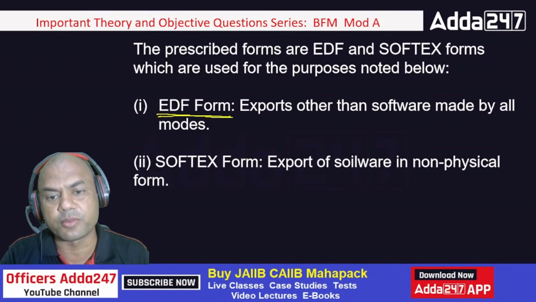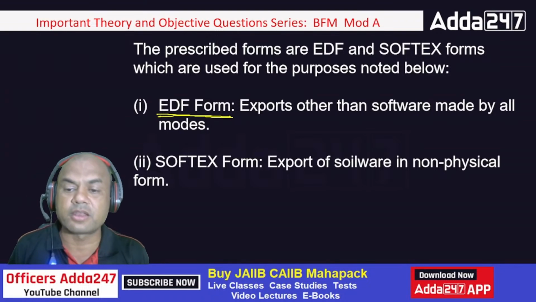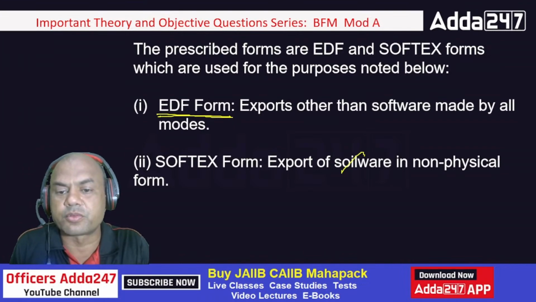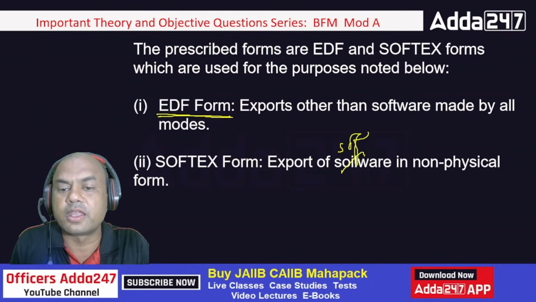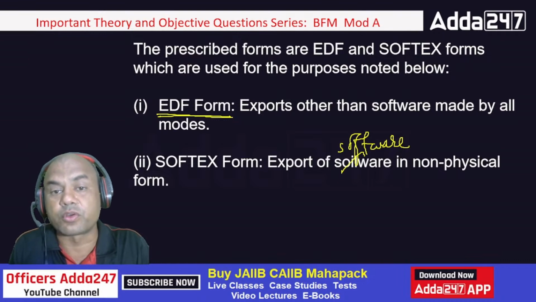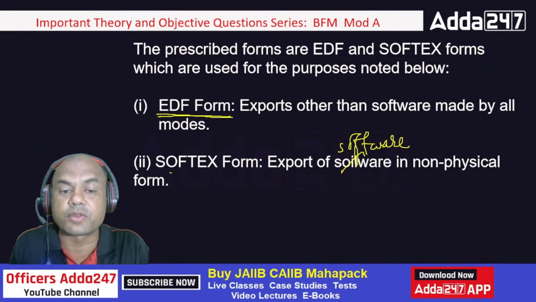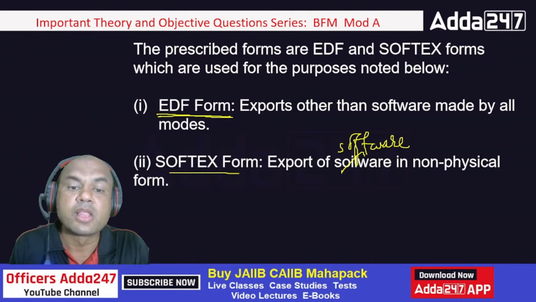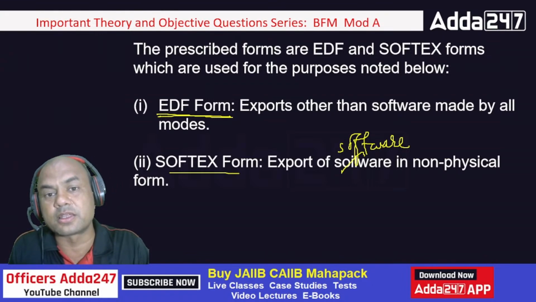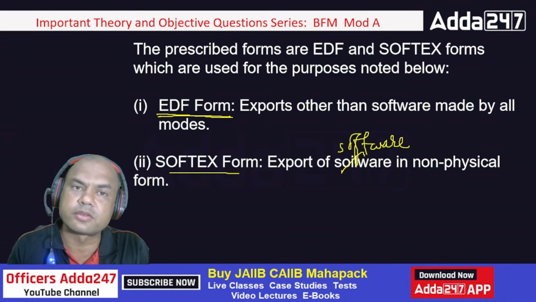Second is softex form: exports of software in non-physical form. See this software. So anything which I export as software, I must declare in the softex form. So remember these two names. EDF is for any export other than software, and for software it is softex.